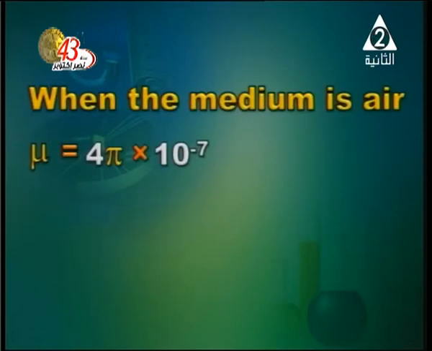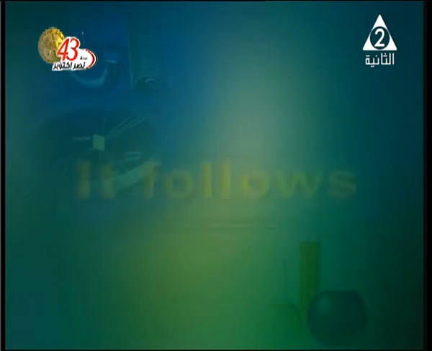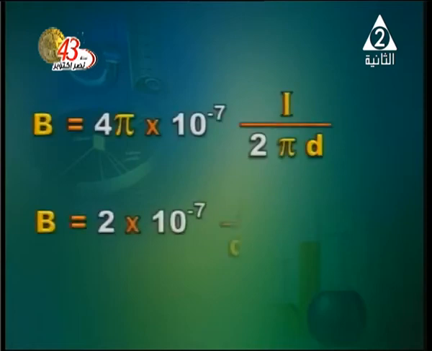When the medium is air, permeability equals 4π times 10^-7 Wb A^-1 m^-1. In this particular case, we can say B = 4π × 10^-7 × I/2πd. The 2π will cancel with the 2π, so we will obtain 2 × 10^-7 I/d.